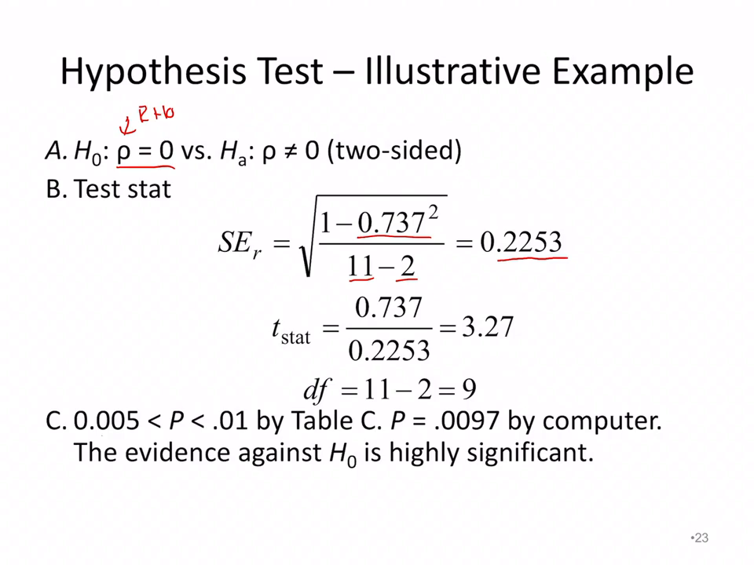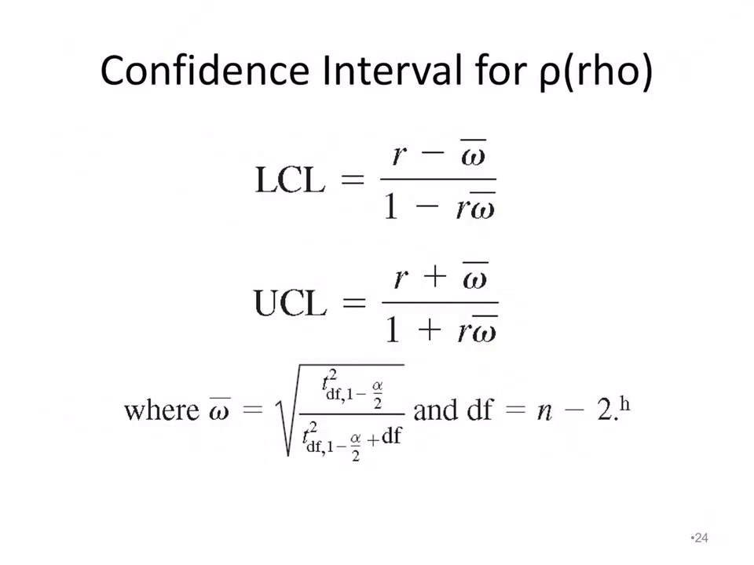0.737 divided by 0.2253 equals 3.27 with 9 degrees of freedom. You go to the back of the book, and you'll see that our p-value is going to be greater than 0.005 but less than 0.01 by table C. The true p-value will equal 0.0097 by computer. Evidence against the null hypothesis is highly significant.